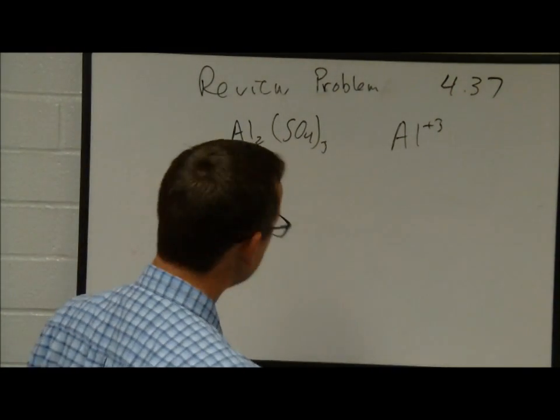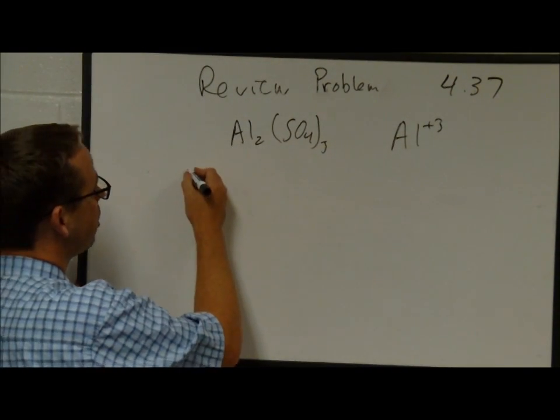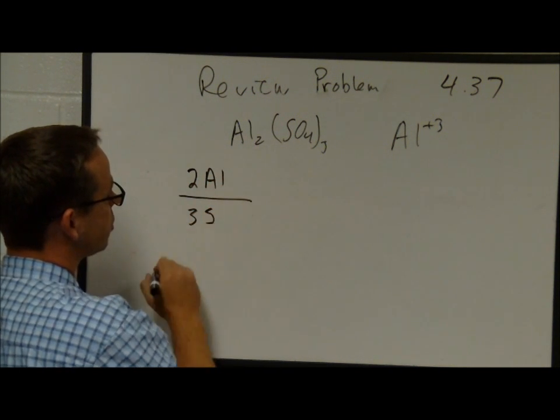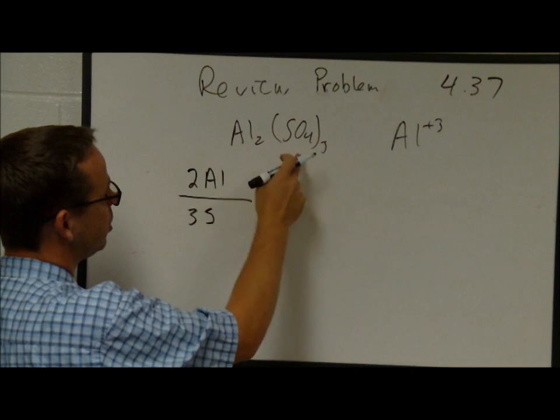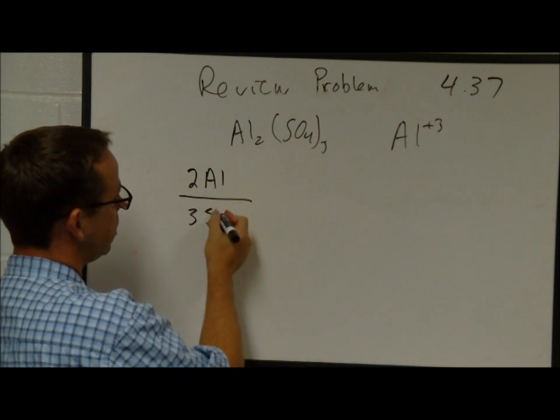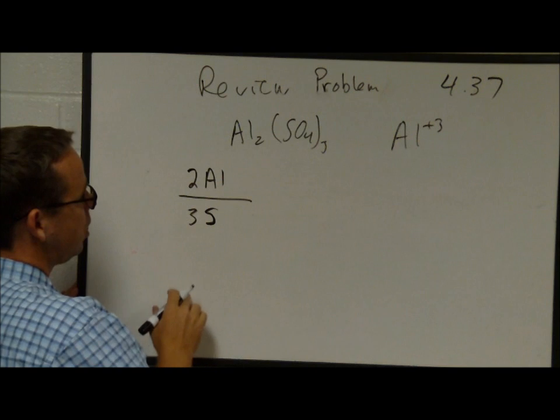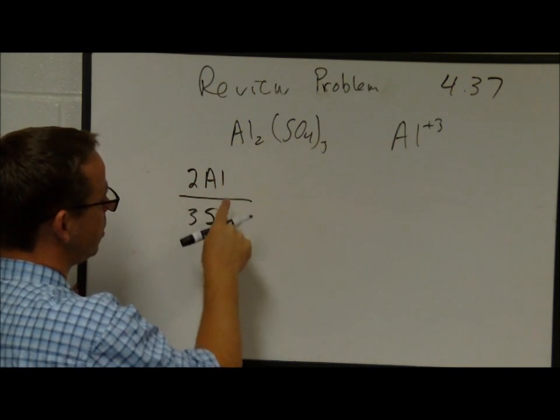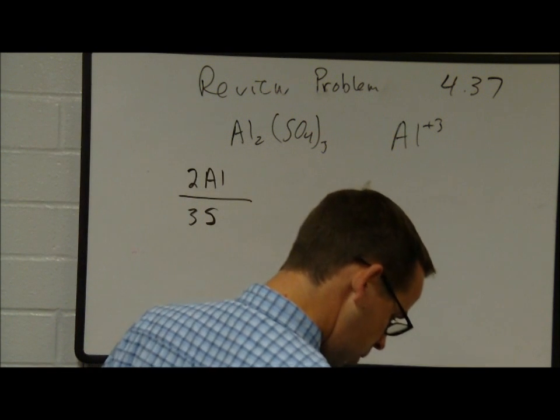So, what are some conversion factors? Well, for every 2 moles of aluminum, there are 3 moles of sulfate. So if you had 1 aluminum sulfate, there's 2 aluminums and 3 sulfates. That can be one conversion factor.